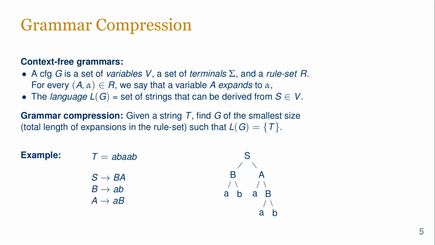To the right we see a so-called parse tree of this grammar. It is simply a complete derivation tree of the grammar such that it has the variable S in the root, and all the leaves are terminal symbols. Thus, when we read the symbols in the leaves from left to right, we obtain the string t.